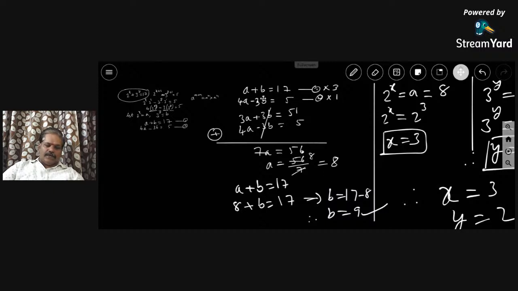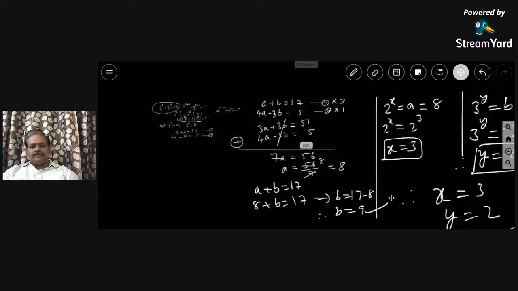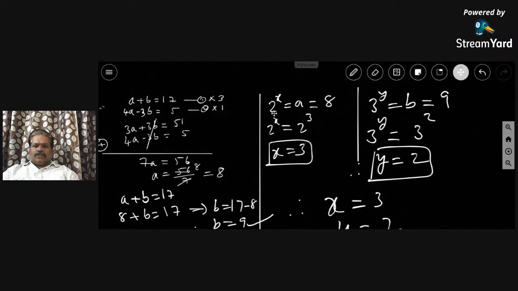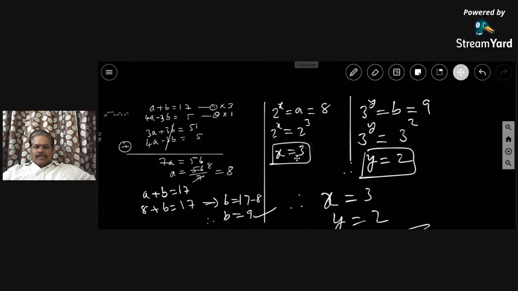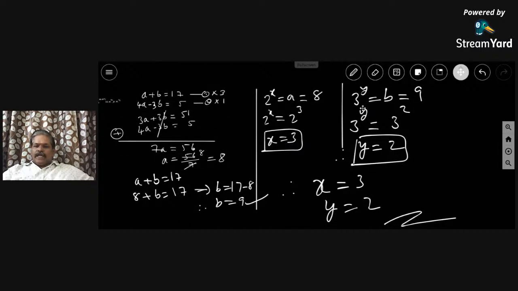Substitute this 8 in equation 1. a plus b equal to 17, 8 plus b equal to 17, that is b is equal to 17 minus 8, b is 9. So 2 to the power of x we assumed as a, and we got the value 8. So 2 to the power of x is equal to 2 cube, because 8 can be written as 2 cube. x is equal to 3, and 3 to the power of y is equal to b, that is 9. 9 can be written as 3 square. When bases are equal, powers should be equated, so y is equal to 2. Therefore, x is equal to 3, y equal to 2.